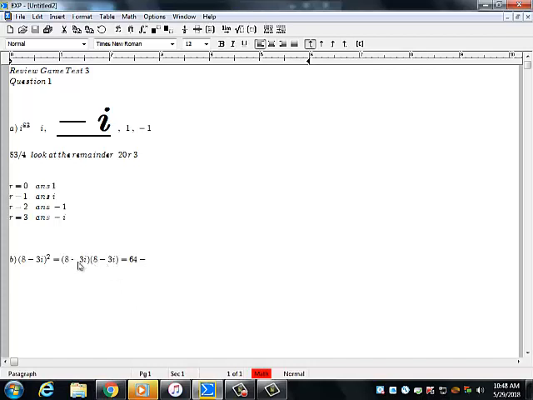So you get 2 of those, and then you get plus 9i squared. Recalling that 9i squared is negative 1, how do you do it mathematically?